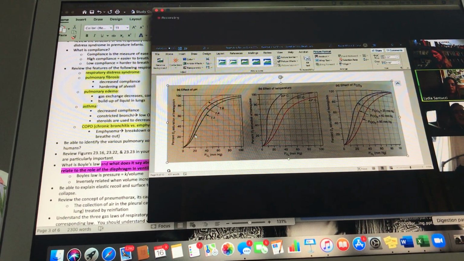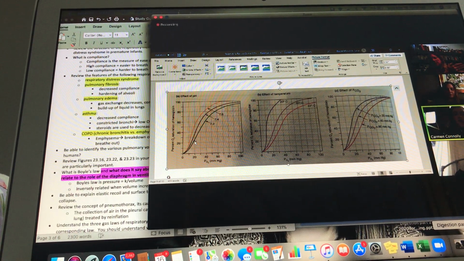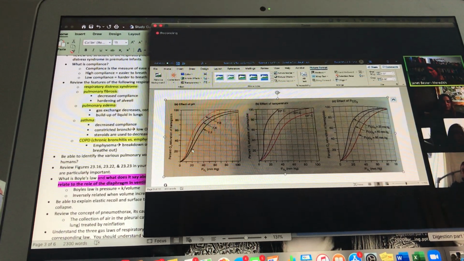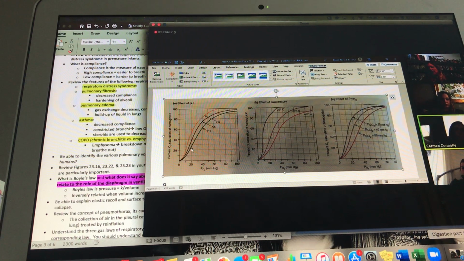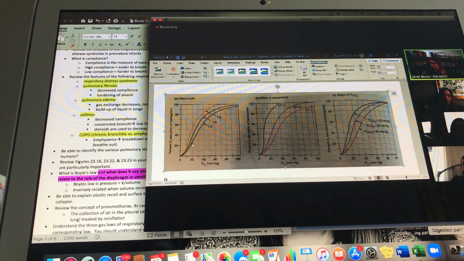You still don't look convinced, Carmen. I think I'm still confused about the partial pressure of oxygen. Is that referring to the blood? In the blood. So what you're saying is that if you're at 20, that's a low partial pressure of oxygen, which means there's not very much free oxygen in your tissue at that point.